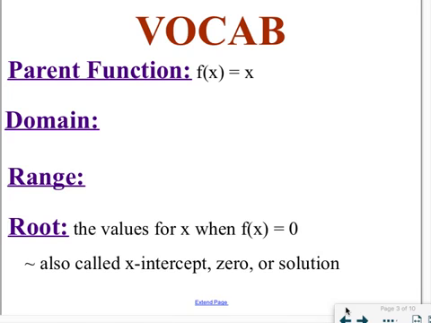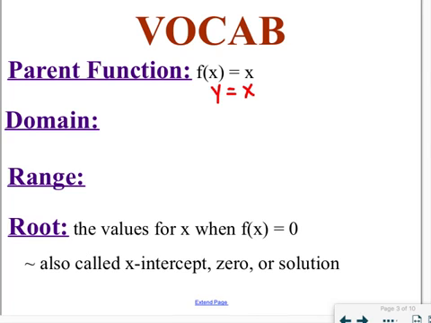First one is the parent function. This is what we call the most basic function that is a linear equation. If we write it out in a more recognizable form, it would say y is equal to x. Remember that f of x is a symbol for function notation, but it's telling you the same thing.